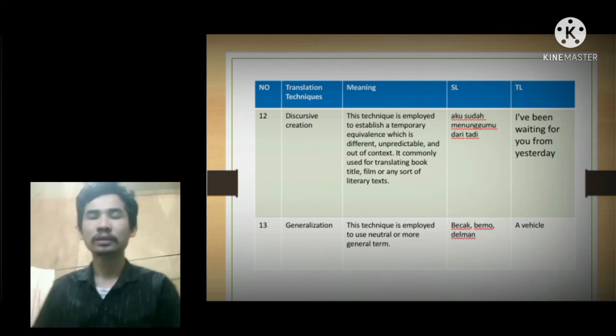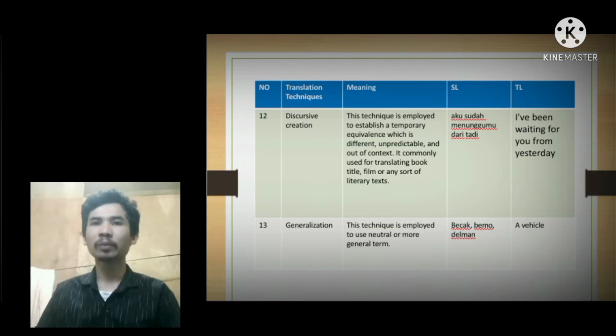Generalization. This technique is employed to use neutral or more general terms. An example of this source language is "Becak, Bemo, and Delman", and the target language is "a vehicle".